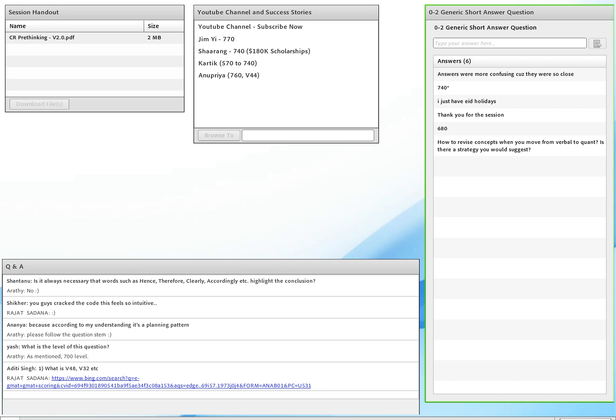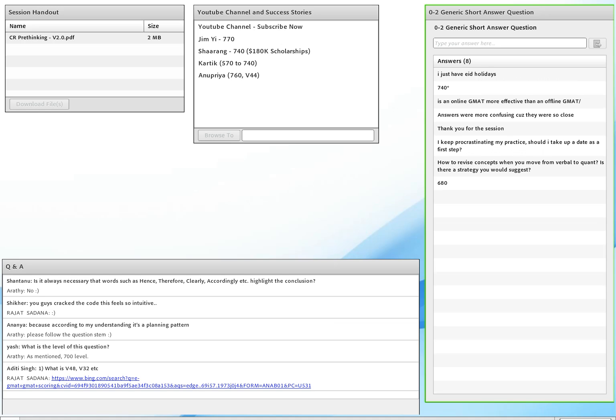How to revise concepts when you move from verbal to contours? Is there a strategy that you would suggest? Yes. There are 3 or 4 strategies that you can look at. One is if you've bookmarked questions in Scholaranium, you can replay that bookmark list. If you've taken notes, you can do that. And you can take notes throughout the e-GMAT journey. Overall, that's the way you would do it.